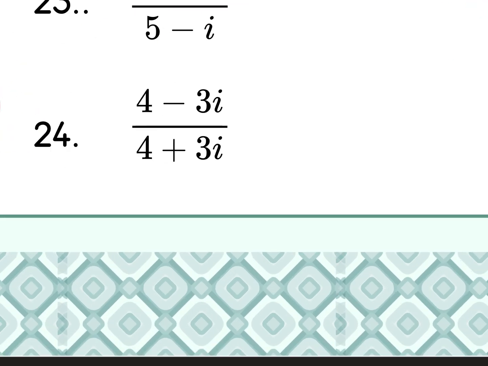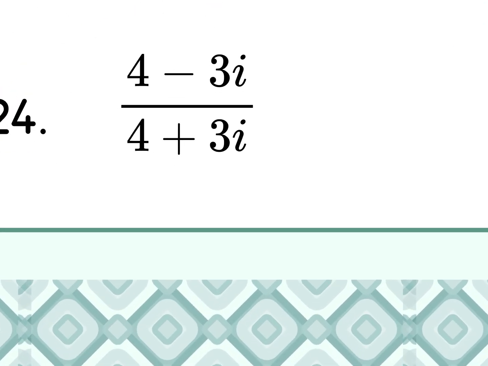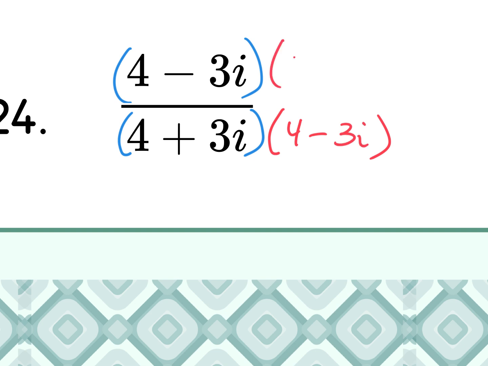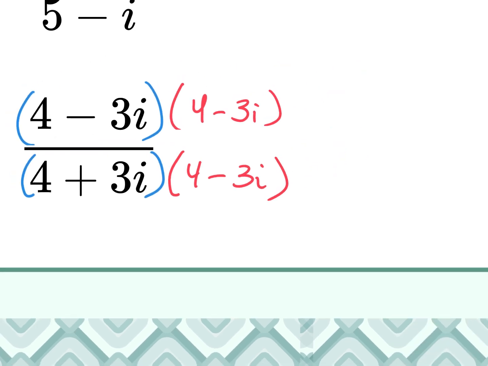Let's go ahead and do 24, and then we'll go to the last bit, and then we're done. All right, the issue is that there's an i in the denominator. I have to remember that these two terms are stuck together. You can't separate them. So you're going to multiply by the complex conjugate of the denominator. What's the complex conjugate of 4 plus 3i? Good, 4 minus 3i. So what you do to the bottom, we do where? To the top, perfect.